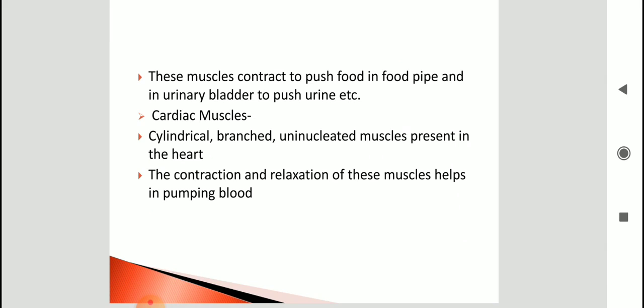Next is cardiac muscles. Whenever you see the word cardiac, that means it is related to the heart. Cardiac muscles are those muscles that make up the wall of the heart. They are responsible for the contraction of the heart. It is because of the contraction of cardiac muscles that the blood is pumped and distributed throughout the body.